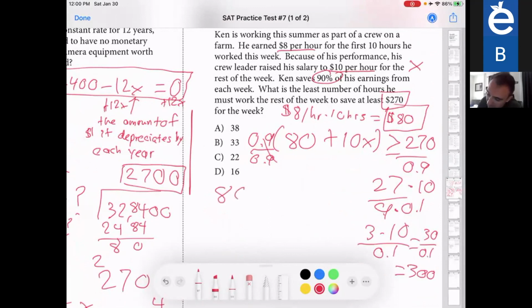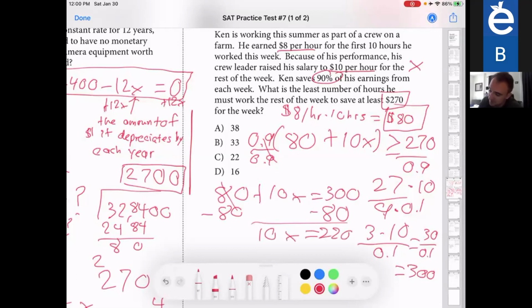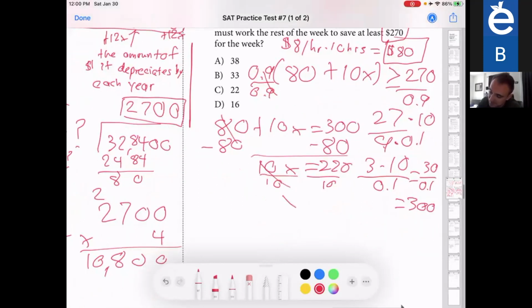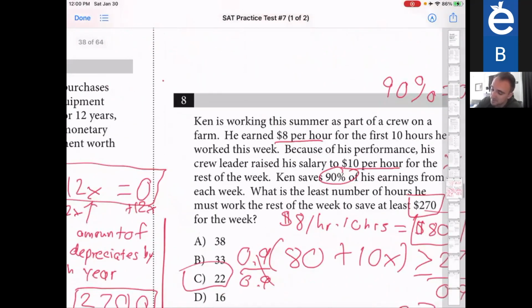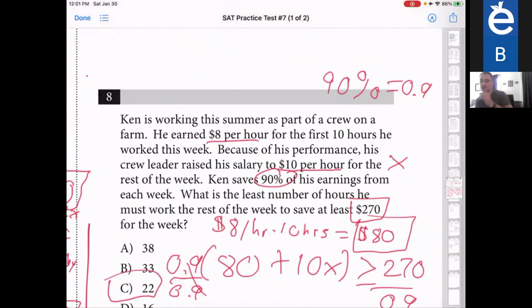So we get 80 plus 10X is equal to 300. We're going to subtract that 80. We're just about done. 10X is equal to 220. Divide by 10. X is equal to 22. That is answer C. And that makes sense, right? These are the hours he works beyond those first 10 hours at that lower wage.